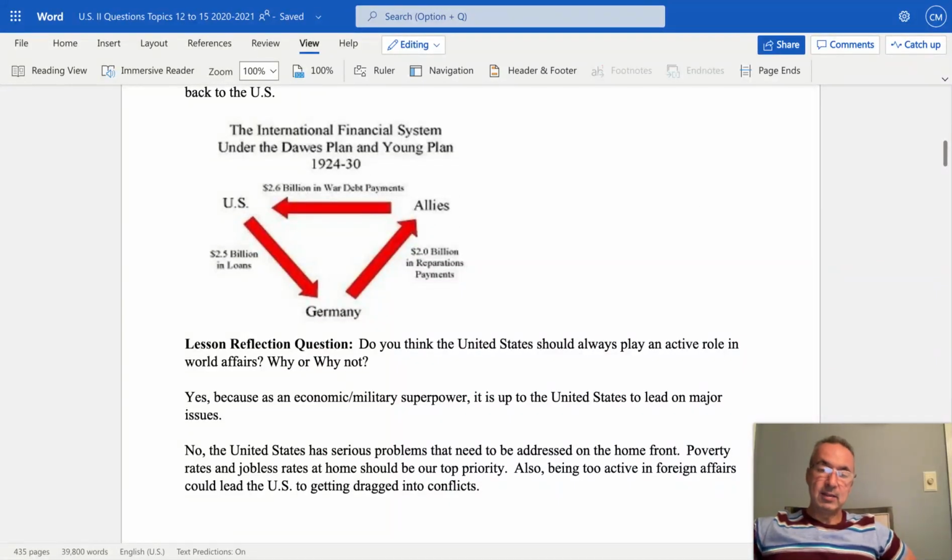You could argue yes, as an economic and military superpower, the United States has almost like an obligation to lead on major issues. Others might state no, the United States has their own serious problems that need to be addressed on the home front. Poverty, jobless rates, things like that should be our top priority. Also, being too active in foreign affairs could lead the United States to getting dragged into conflicts we have no interest in fighting.